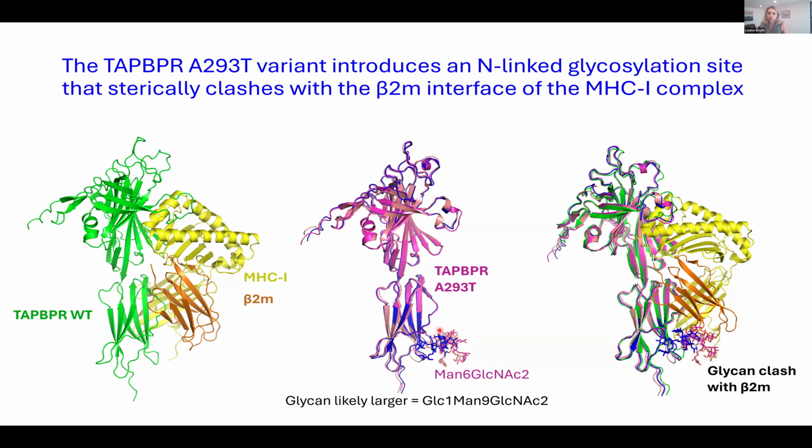And then when we overlaid these 2 structures, that's this wild-type TAPBPR with class 1 with our 293T variants, it's clear that the glycan clashes with beta-2 microglobulin. And we think that this explains the reduced binding to MHC class 1, that the glycan is sort of sterically hindering the ability of TAPBPR to bind to MHC class 1.